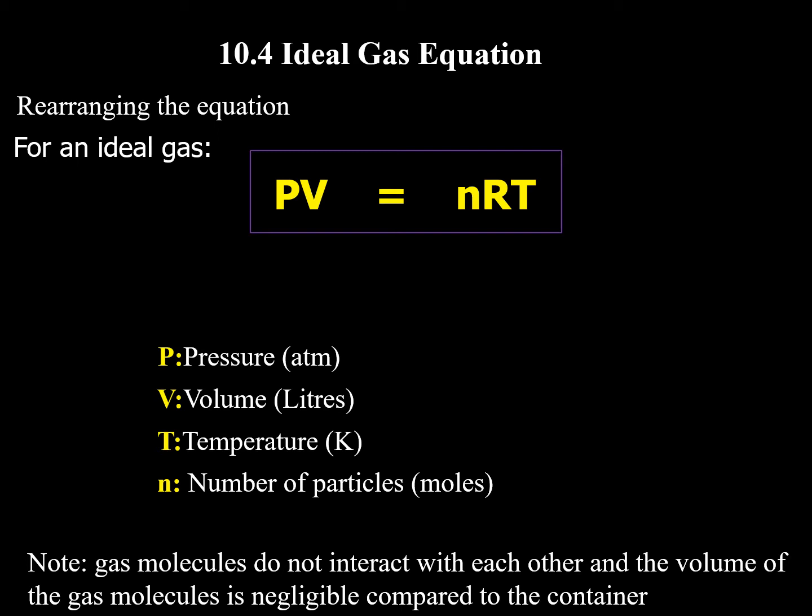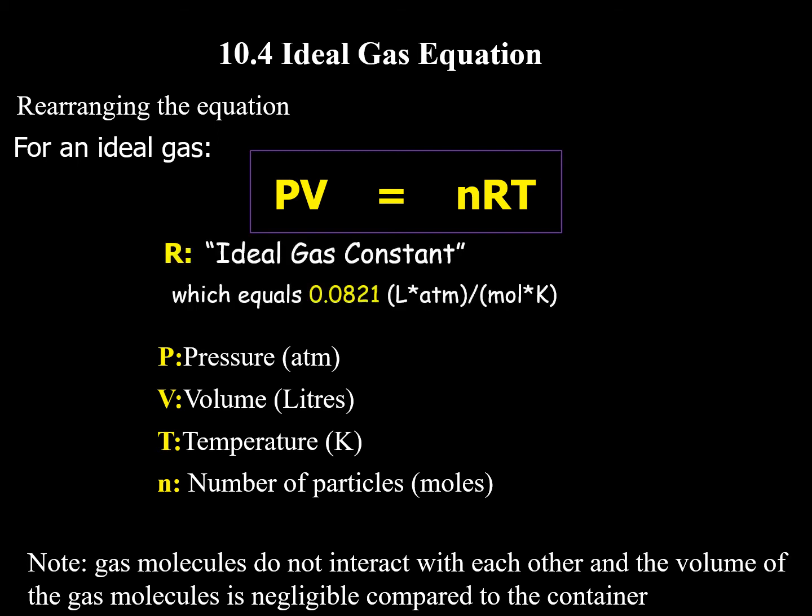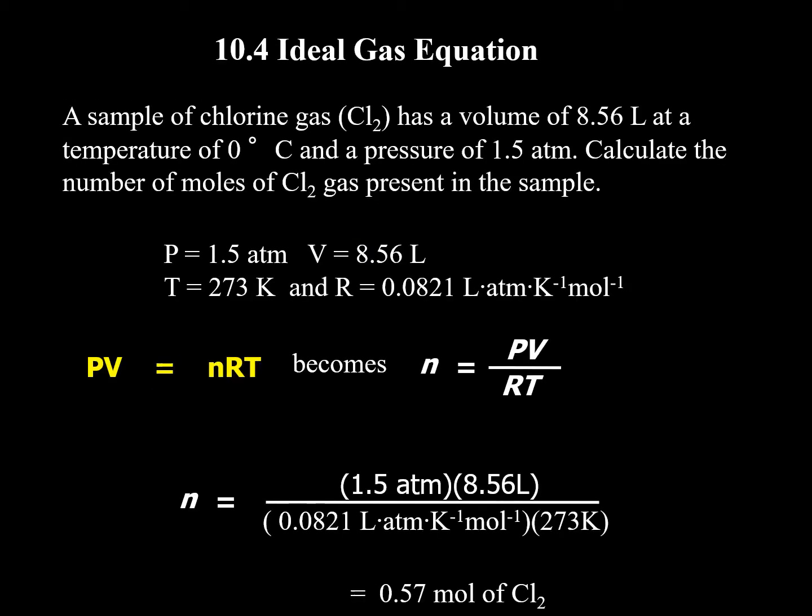So again, these are for gases. We can use this equation. And R is a gas constant, which is 0.0821 liters atmospheres divided by mole Kelvin. There's also different constants if you look online, which have different units as well. So to use this equation, let's take a look at an example.